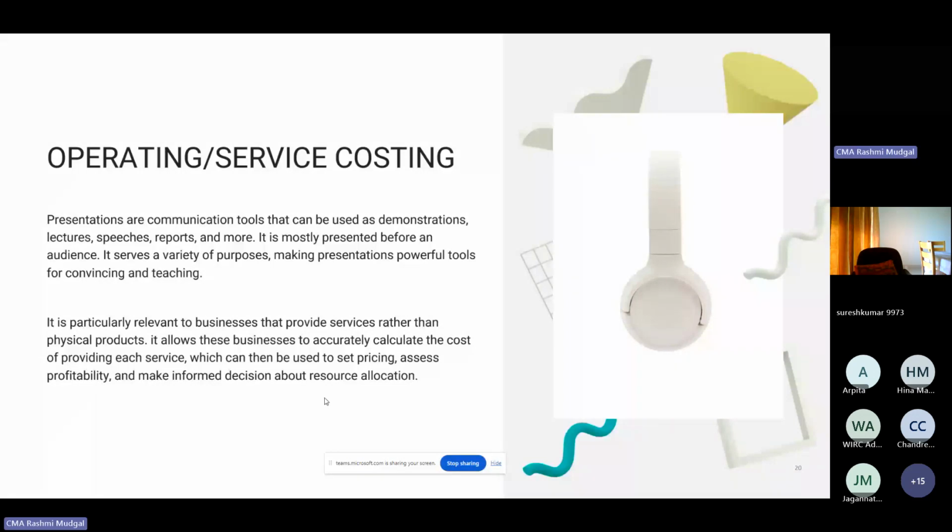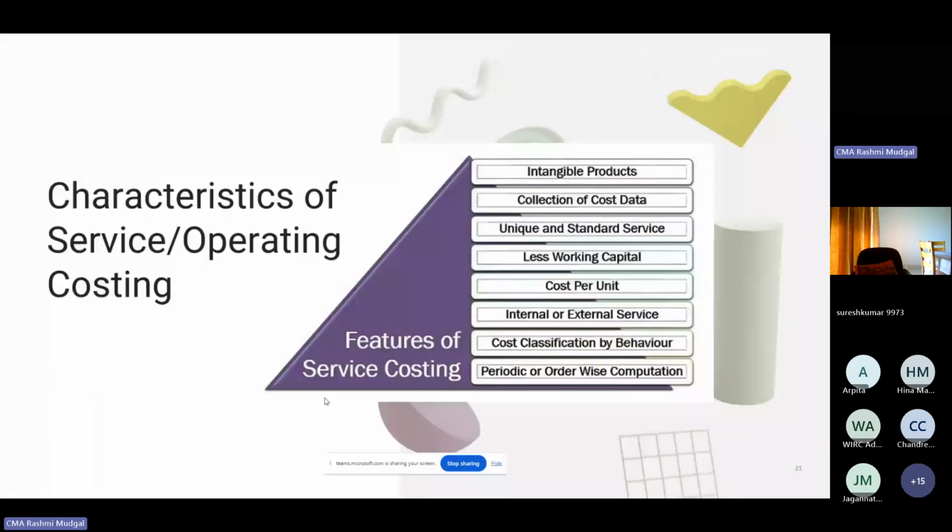Next are the characteristics of operating costing. Firstly, the products are intangible. We cannot see what input has been taken care of while we are providing services. Collection of cost data: how do we get the cost data if I am not able to see the service, not able to feel the product, and not able to see what ingredient has been put in to provide this service?